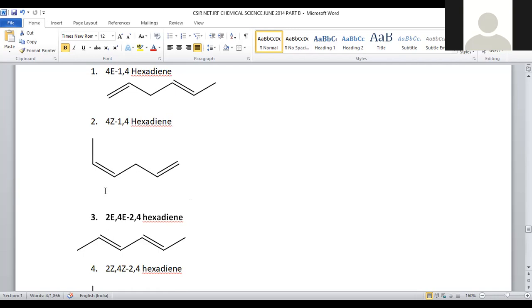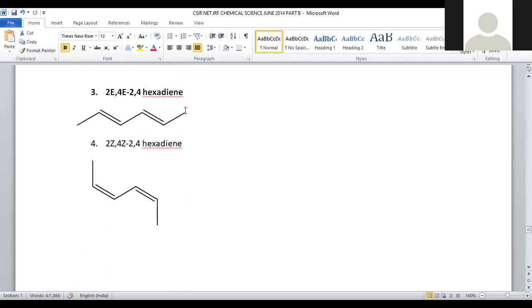Obviously, the trans conformation is a sterically relaxed form, and the hindrance will be very least, so that stability will be higher, and subsequently it will participate in a higher rate of reaction. So option 3 is the suitable condition in order to facilitate this Diels-Alder reaction.